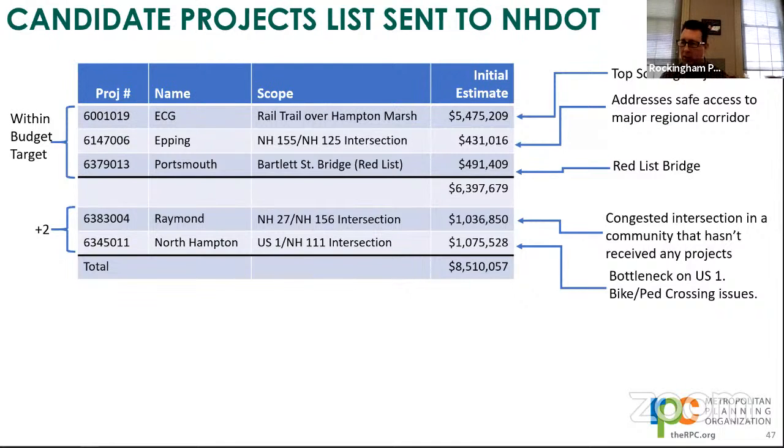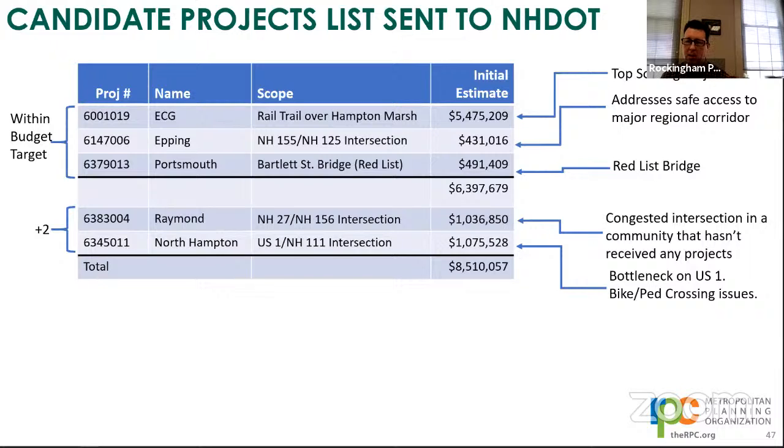Second ranked was the Route 125 project in Epping at the 125 and 155 intersection, which was addressing safe access to that major regional corridor. We knew at the time that this project was probably very substantially underestimated in terms of costs, and when you see the next slide, you'll see that was in fact the case. Then Portsmouth Bartlett Street Bridge. This was a red list bridge in the city of Portsmouth, hoping to get addressed as part of this as well.